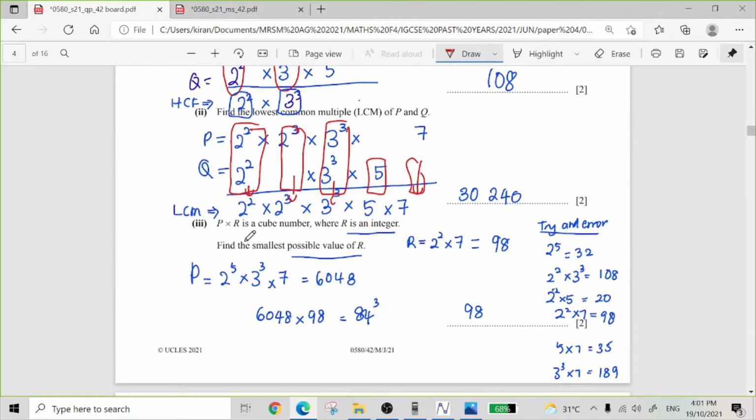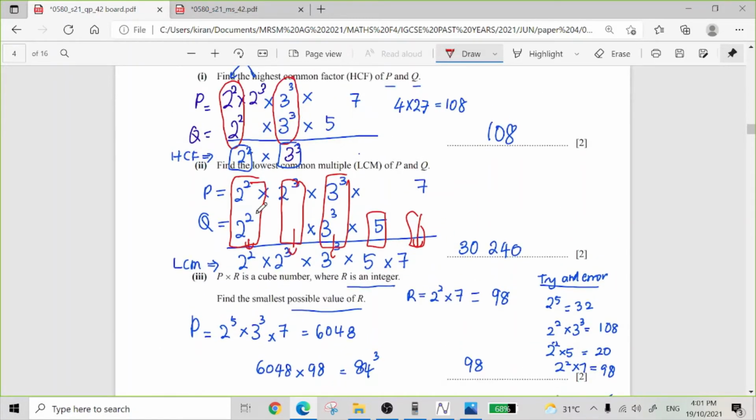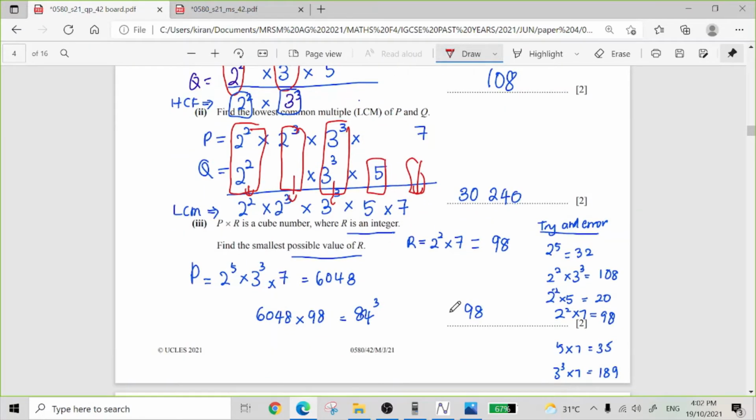For this part I use trial and error. I want to find R. R I actually get from this kind of prime factorization. So I just try one by one. 2 to the power of 5, 32, I times 32 with the number P, and still I don't get a cube number. And the last one I got 2² times 7, which is 98. So when I multiply 6,048 with 98, I get the cube number.